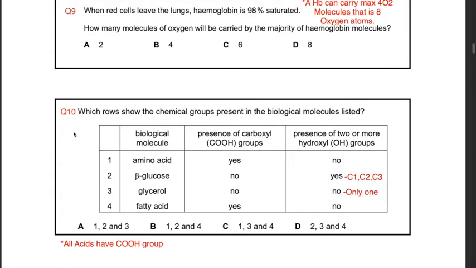Question 9. When red cells leave the lungs, hemoglobin is 98% saturated. How many molecules of oxygen will be carried by the majority of hemoglobin molecules? If you recall correctly, a hemoglobin has 4 heme groups, therefore can carry a maximum of 4 oxygen molecules. Since they are asking how many molecules of oxygen will be carried, and the keyword here is molecules, that will be 4, as only 4 oxygen molecules can be carried, that is 8 oxygen atoms. Therefore, the answer is B, 4 oxygen molecules.